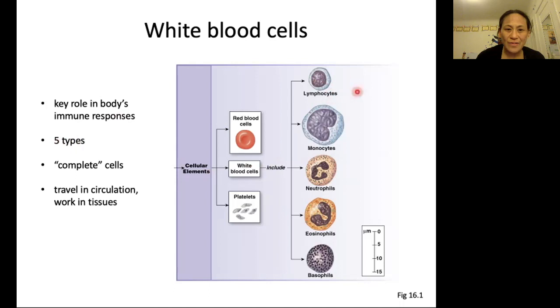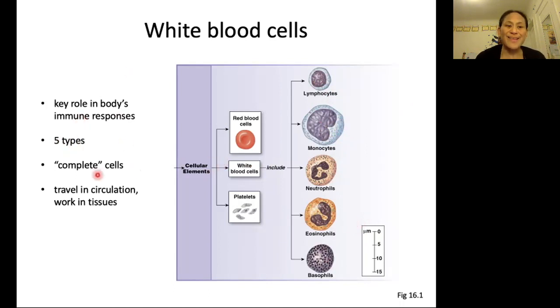Here are our 5 different types. I'm not going to go over them, but each type has its own role in the immune response. They all have different jobs. I also just want to mention that in the clinic, you can do a differential white blood cell count, where you can look at the relative abundance of these 5 different white blood cell types. And that can tell you something about a disease condition that someone might have.